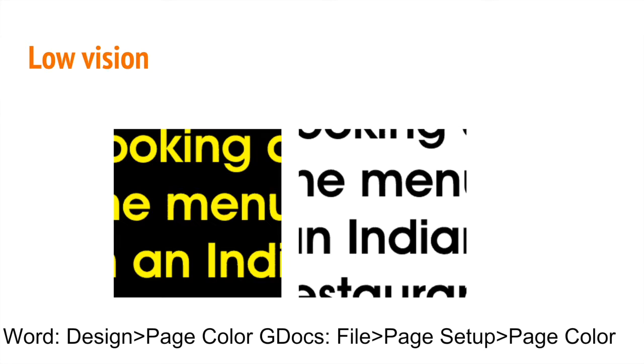It's easy to teach the students. In Word, you can go to Design and choose the page color of black and then use the yellow font. In Google Docs, if you go to the File menu, go to Page Setup and choose Page Color. Again, you can choose the color black and then select a white font.